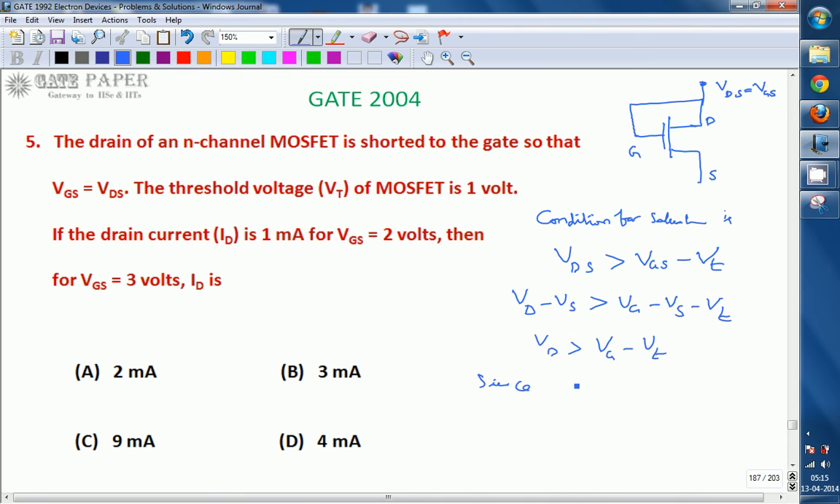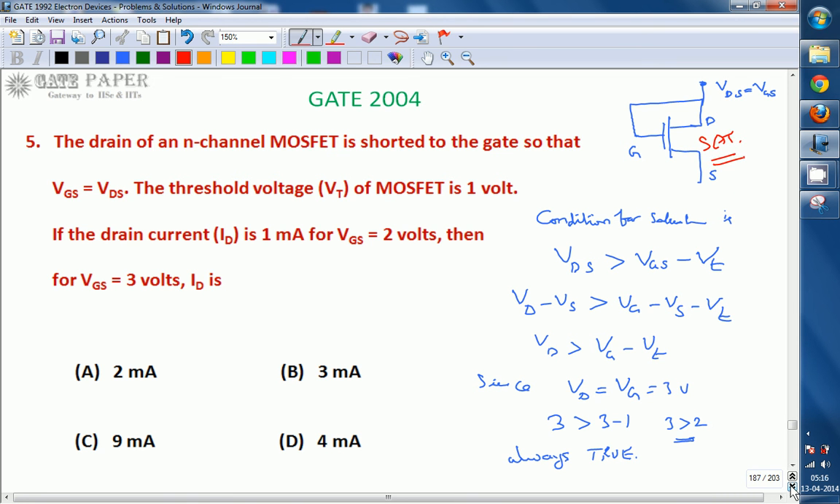Since VD is equal to VG, because gate and drain are shorted, the drain voltage is always greater than the effective gate voltage. Let us assume both voltages are around 3 volts. Then 3 should be greater than 3 minus 1, that is, 3 should be greater than 2. The condition is always true. So whenever gate and drain are shorted, the MOSFET will definitely be in saturation region.